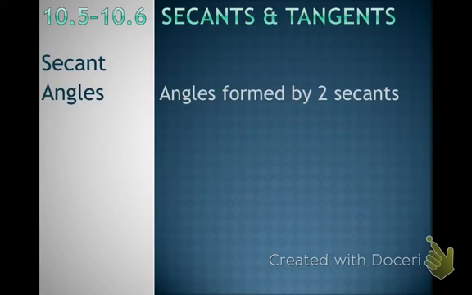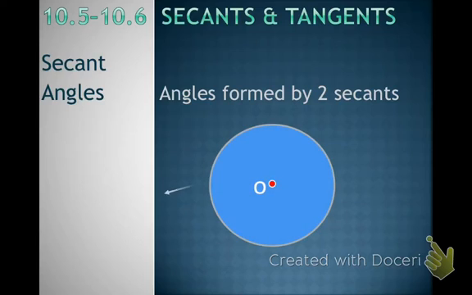And secant angles are what we then create. And this is really where we're headed with today's lesson. This is the new content that we're going to be talking about and the types of problems you'll be solving. When we have two secants going through a circle, angles are formed.